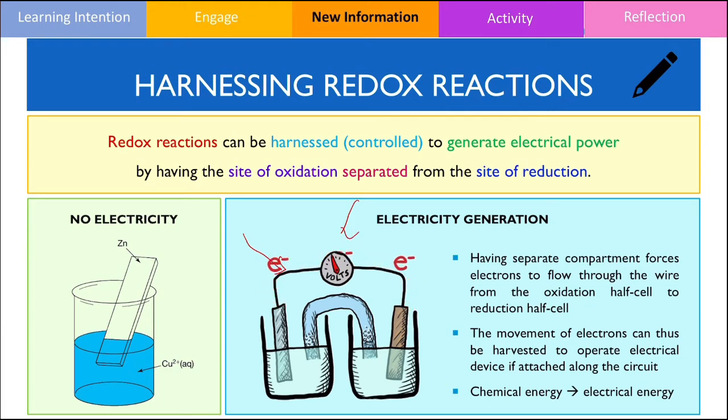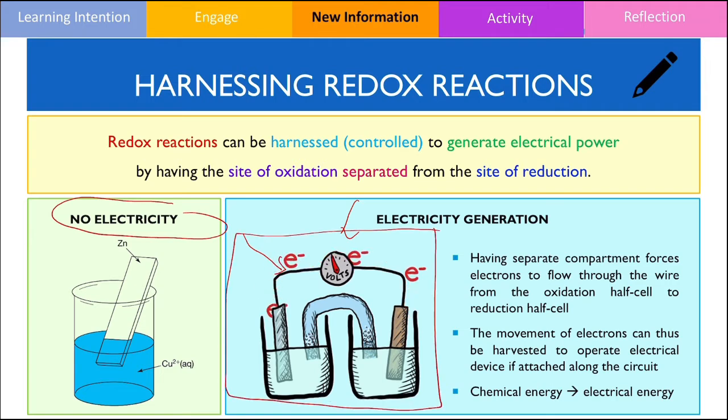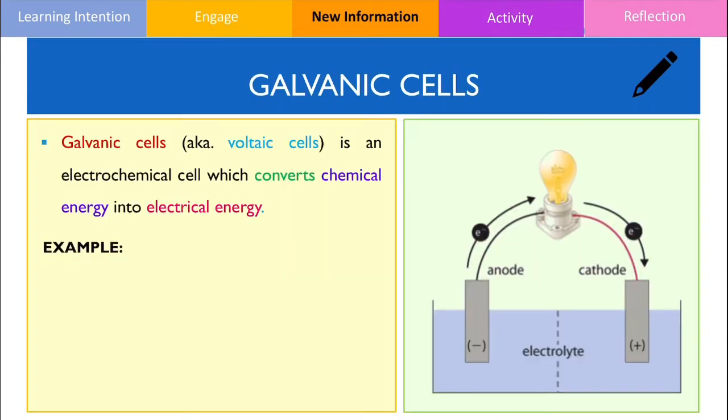It is really important to recognize that no electricity is produced when the site of oxidation and reduction occurs in the same cell. The setup that we have on the right hand side is what we refer to as a galvanic cell. Let me now discuss this in a bit more detail. Galvanic cells, also known as voltaic cells, are electrochemical cells which convert chemical energy into electrical energy. An example of a galvanic cell would be your mobile phone battery.